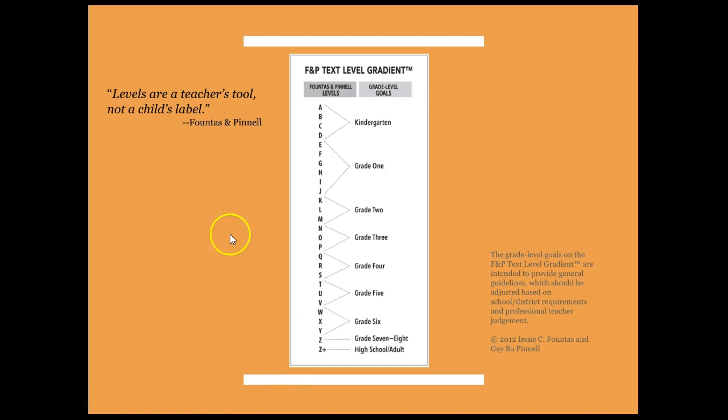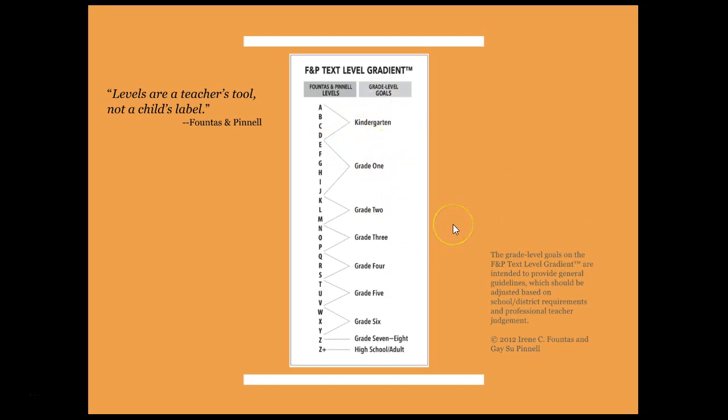In this section, the Continuum is organized by the Fountas and Pinnell text level gradient that you see before you. This shows the different text levels from A to Z+, and then it's showing you where Fountas and Pinnell believe that each grade level should be.